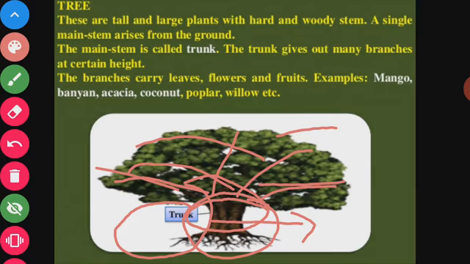Trees are tall and large plants with a hard and woody stem. A single main stem arises from the ground and the main stem is called the trunk. The trunk gives out many branches at certain heights. These branches carry leaves, flowers, and fruits. Examples of trees are mango, banyan, acacia, coconut, poplar and willow.